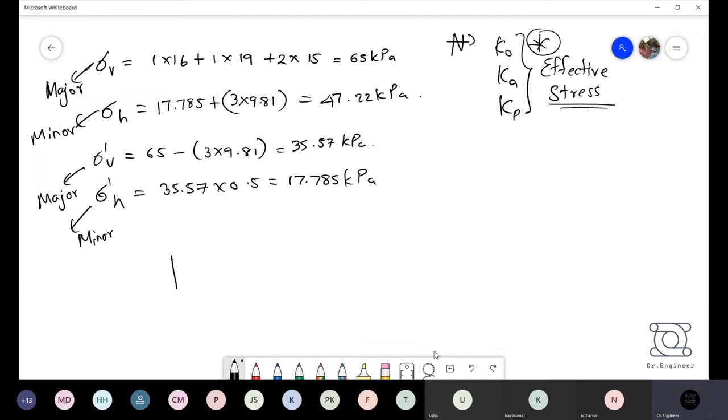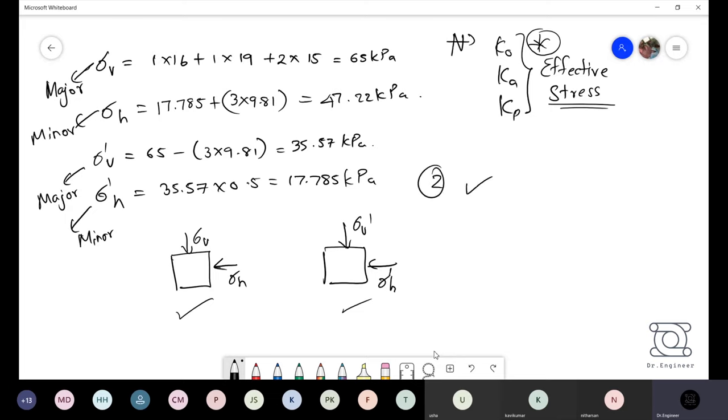If you see the stress element, this is sigma V and this is sigma H. And similarly, this is sigma V dash and this is sigma H dash, right? So you can draw two more circles for this condition, and that's it. And mark the principal values. They're asking to state the principal values. These are the principal values, right? So that question is done. So the second question is done, right? Fairly simple question.